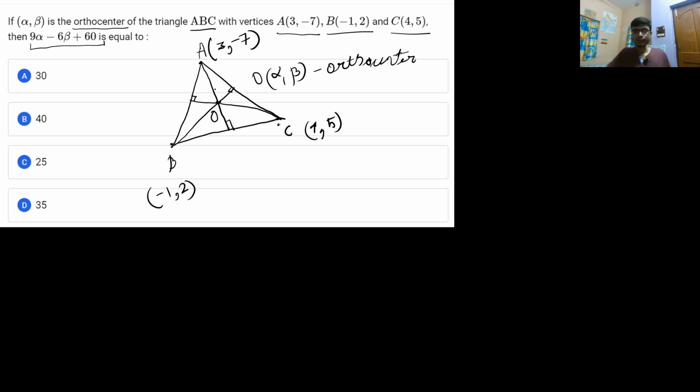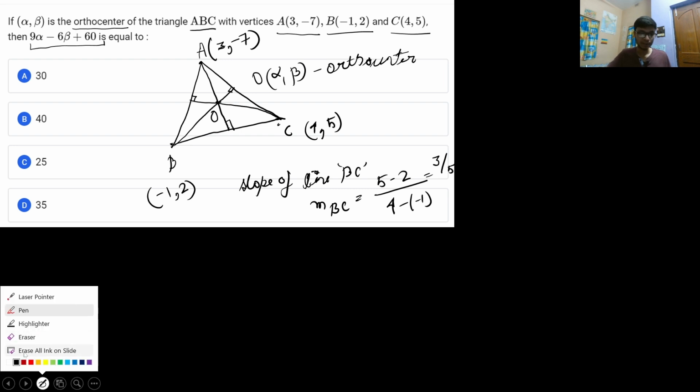The altitude will pass through point A and it will be perpendicular to the line BC. So let me first calculate the slope of line BC. The slope of line BC is (5 - 2) divided by (4 - (-1)), that is 3 by 5. So the slope of line BC is equal to 3/5.